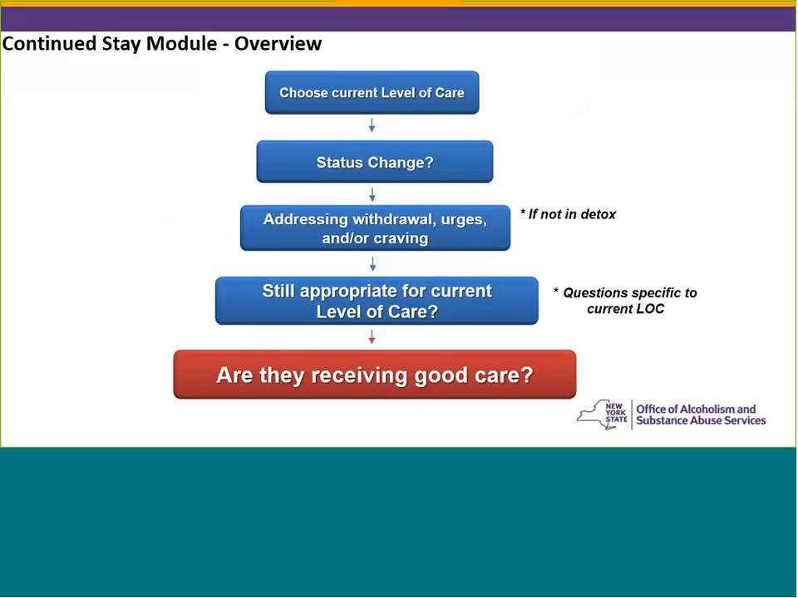So after responding to the questions with regard to the current level of care, the tool will give you a determination as to whether or not the person is still appropriate for that level of care, or if in fact they're not, you'll be given the option to complete the Locator 3.0 to decide which setting would be appropriate for them. Once you go through those steps, you'll next go on to the good care questions.